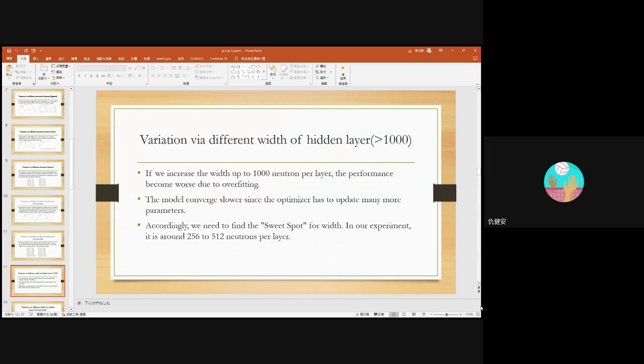When the width is increased to more than 1,000 neurons per layer, performance deteriorates. This is due to optimization difficulties from a large number of parameters, which slows down convergence. Our experience suggests that the optimal neuron count lies between 256 and 512 neurons per layer.